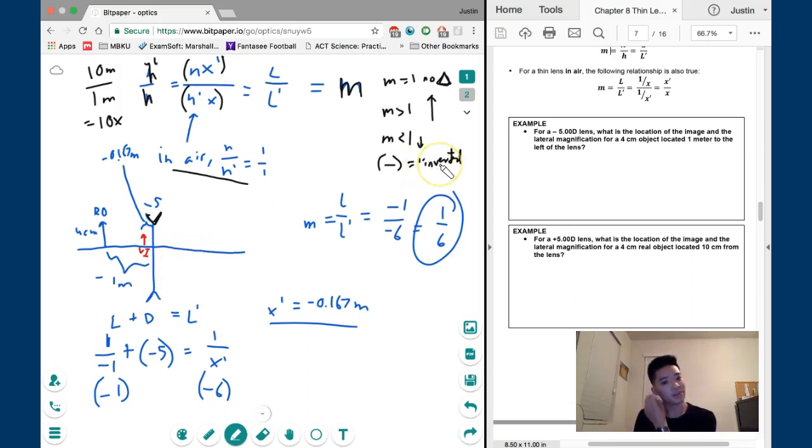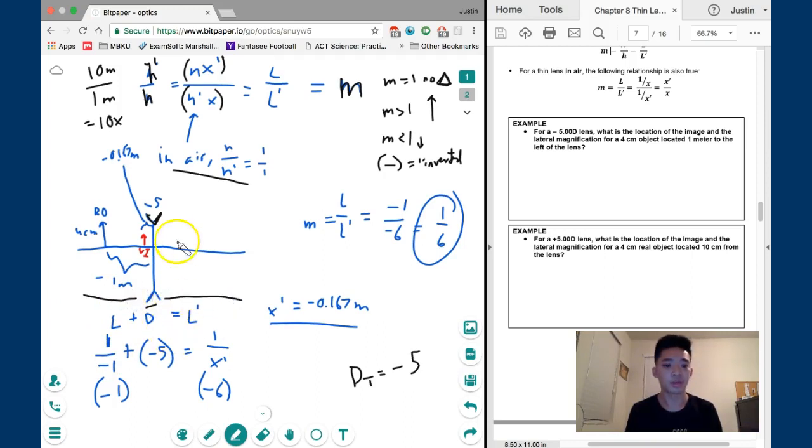And we don't really care about surface. This is already the overall, this is dt. So we're not worried about finding d1 and d2 or anything like that. It's just dt is -5. So we're going to use this equation again: L plus D equals L prime. And I like to lay it out so that I see that L is this area, D is this lens, and L prime is this image area.